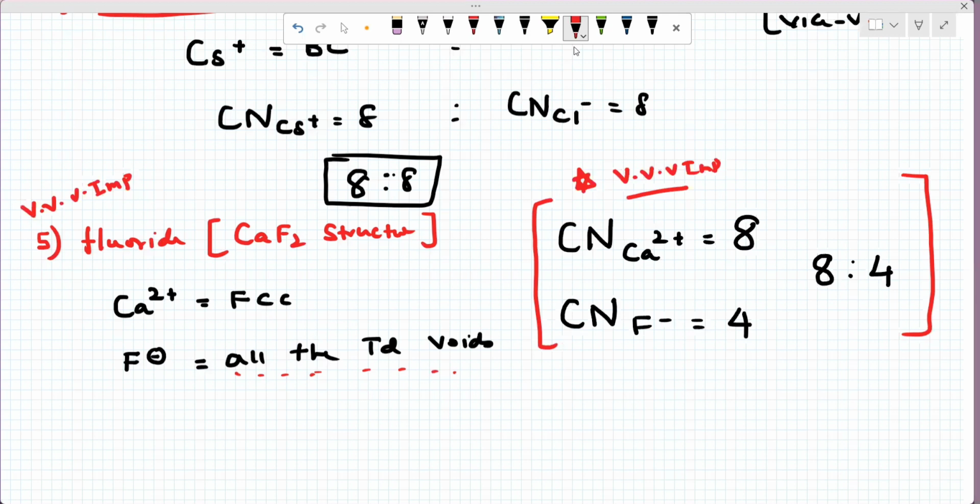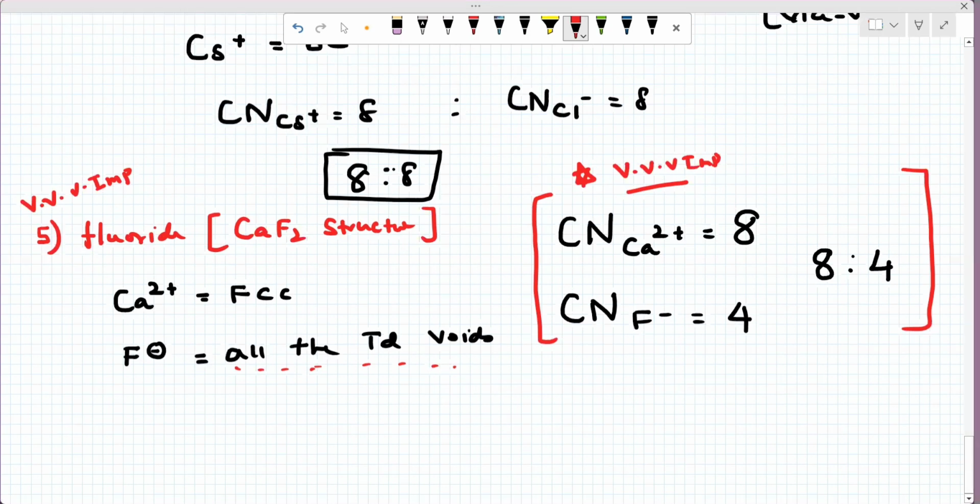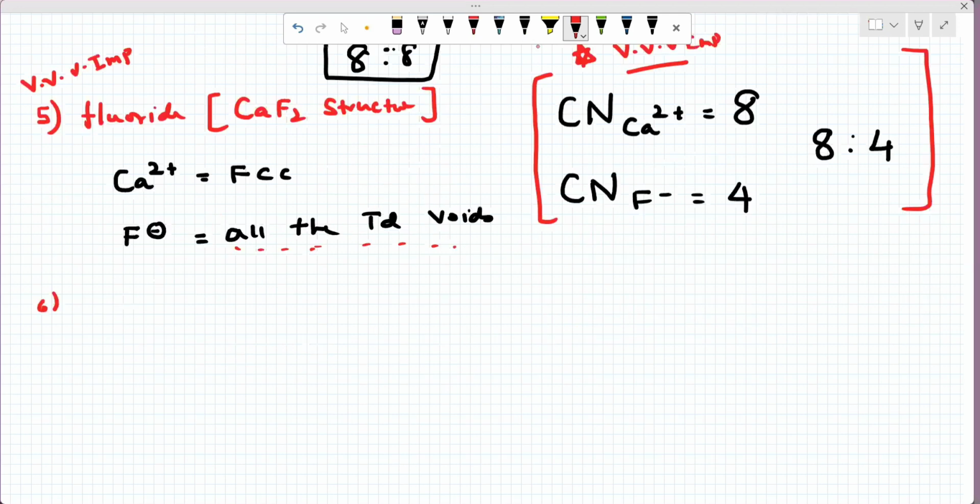Next concept with the fluorite structure is the anti-fluorite, the reverse of fluorite. Sixth one, that is anti-fluorite: Na2O.